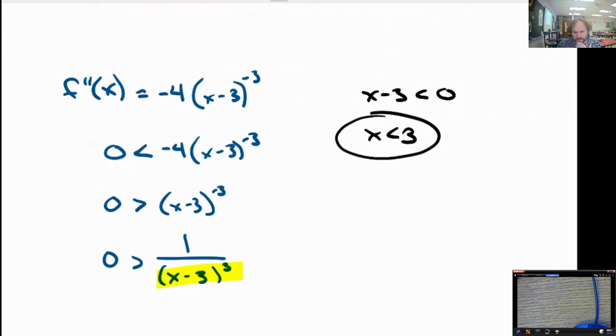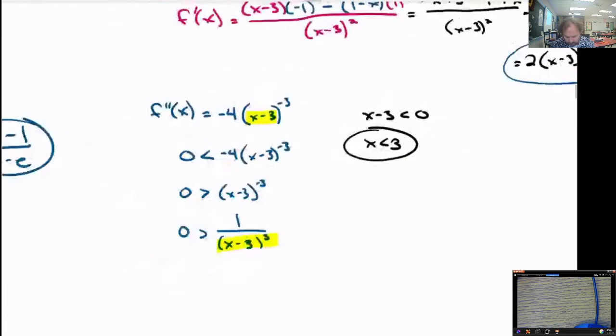I believe that's the answer to the question, which kind of makes sense, because if you plug in a number that's less than 3, you're going to get a negative number right in here if you plug in a number less than 3 there, and that will be a negative times a negative, which makes it positive, which makes it greater than 0. So that's my answer for that question.